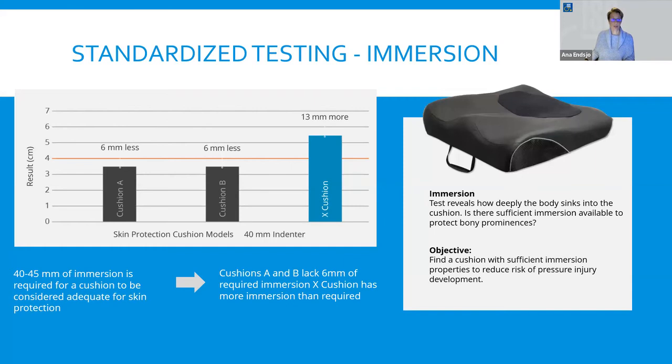But we can see that when a third party came in with the appropriate setup, non-biased, and they tested these 3 cushions, it was actually evident that cushions A and B, in fact, do not meet the US requirement based on the ISO standard for skin protection and actually lack 6 millimeters of required immersion, and then probably should not be used as a skin protection product. Whereas cushion X has 13 millimeters above that benchmark for passing for immersion. So when considering how they've tested, it would be a better choice as a skin protection product for an at-risk client.